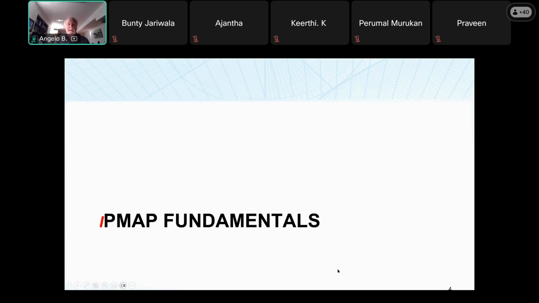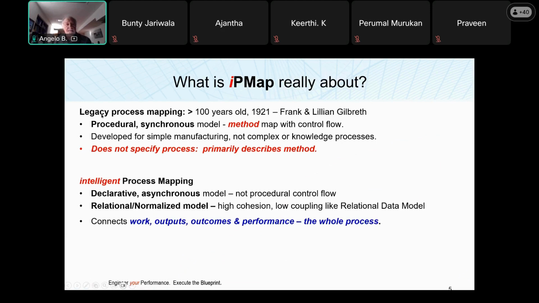So let's look at the fundamentals. Well, first of all, legacy process mapping. In case you don't know, it's over 100 years old. It was presented first in 1921, although it was used even before that, by Frank and Lillian Gilbreth. Basically, legacy mapping is procedural and it's synchronous. It's a method map with control flow. It was originally designed and developed for simple manufacturing environments, not complex or knowledge processes. And it doesn't specify the process, it primarily describes the method.